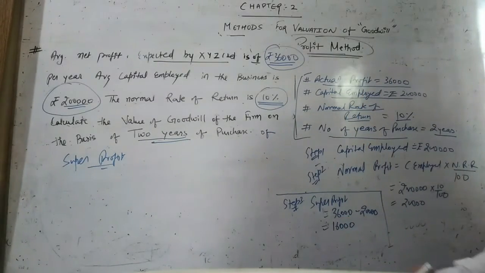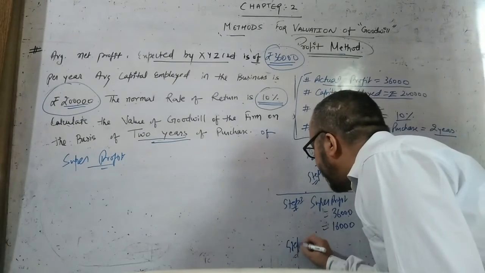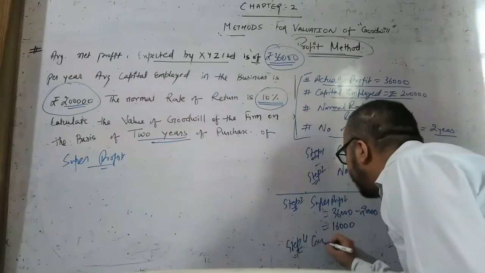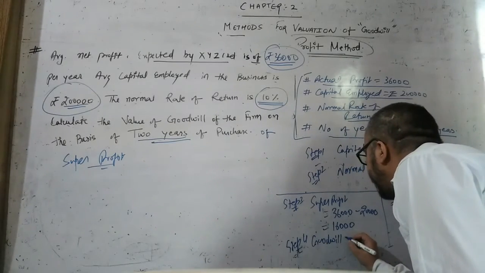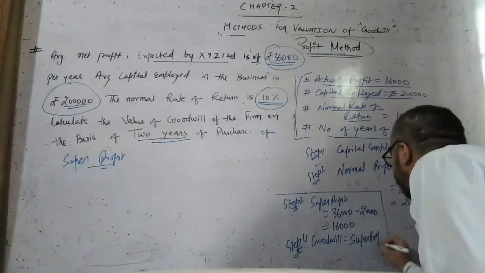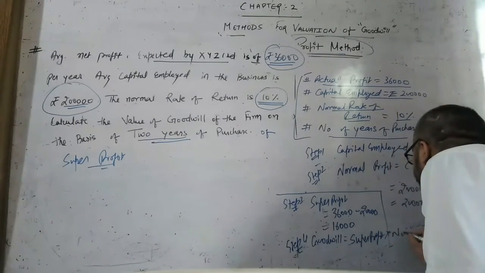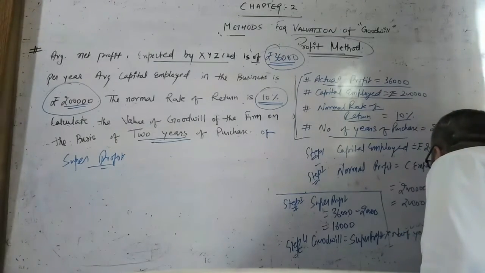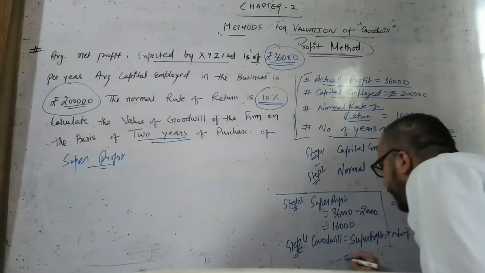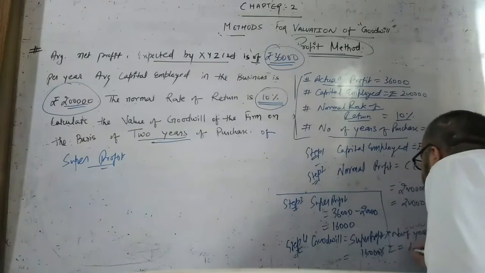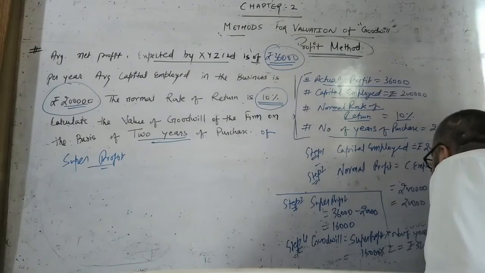Now finally the last step for valuing goodwill, and the step is goodwill equal to super profit into number of years of purchase. Here 16,000 into 2 will give us 32,000.